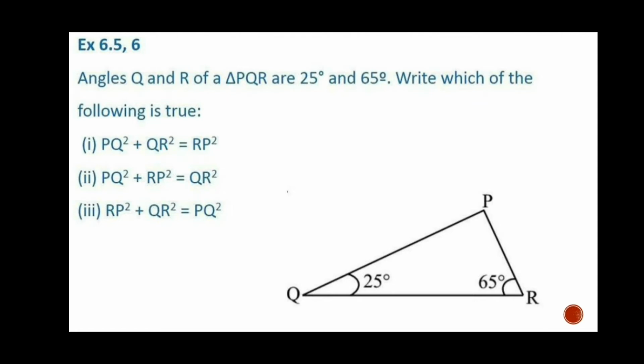Now the next question is question number 6. Angles Q and R of a triangle PQR are 25 degree and 65 degree. So here you can see angle Q is 25 and R is 65 degree. Write which of the following is true. So we have to identify that out of these three statements, which of the following is true.